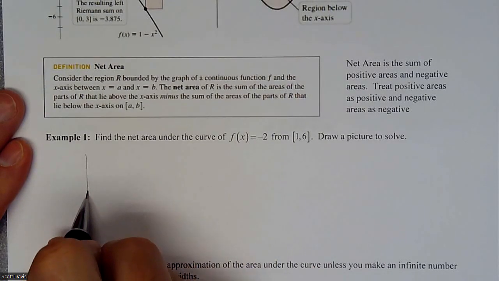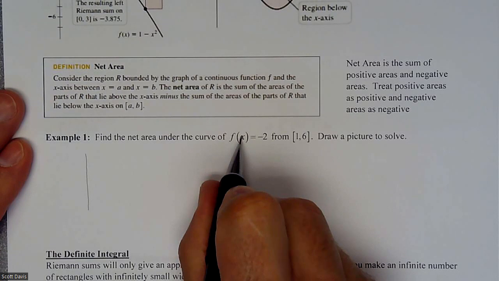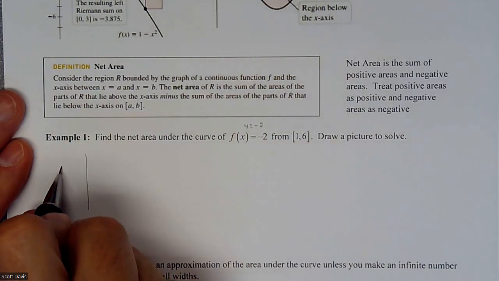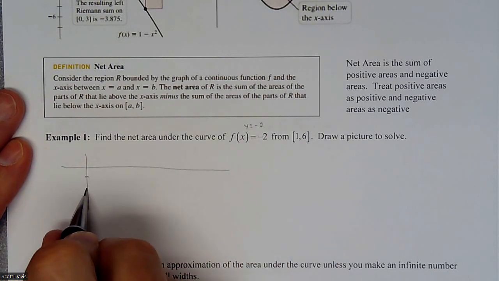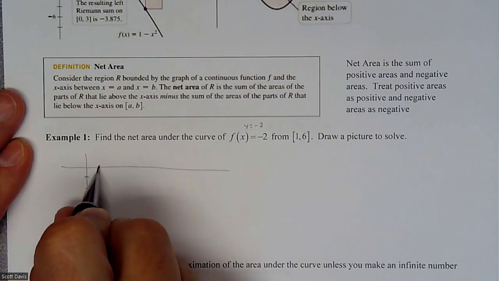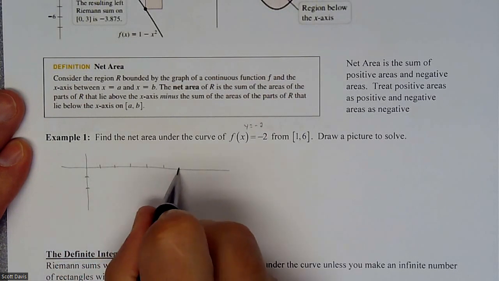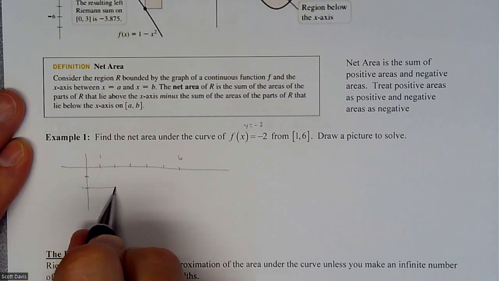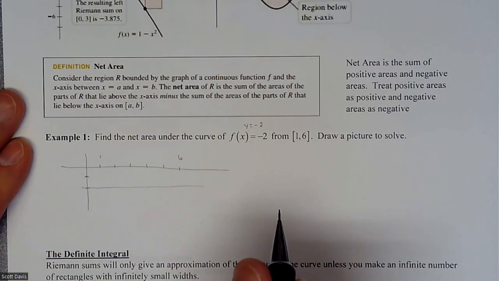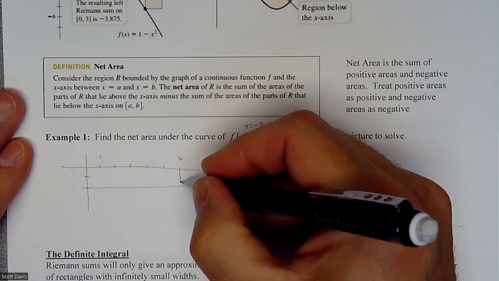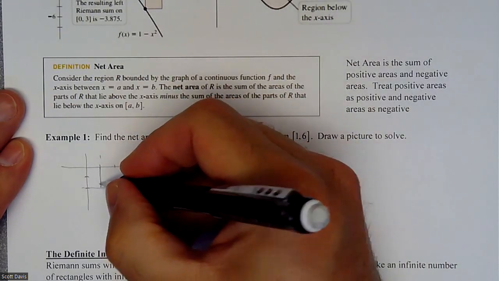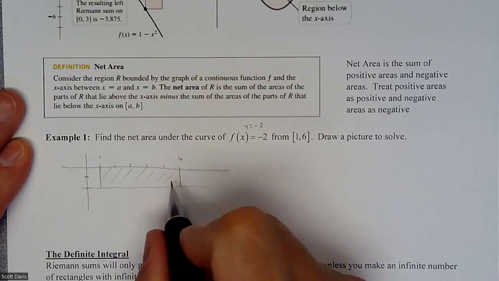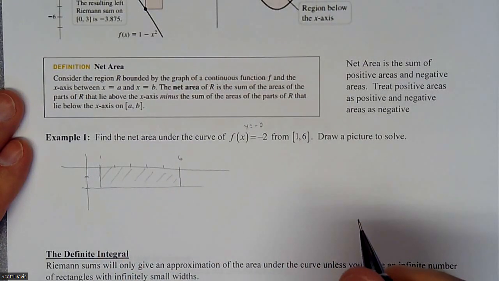And so if we have a graph and we're graphing just essentially y equals -2, that's just going to be a horizontal line. So we'll throw the x-axis here, 1, 2, 3, 4, 5, 6. So we're going to go from 1 to 6. And so here's our line of y equals -2, and the area that we're talking about is from 1 to 6. So we're talking about that area. And that area is below the x-axis, so we're going to get negative area.